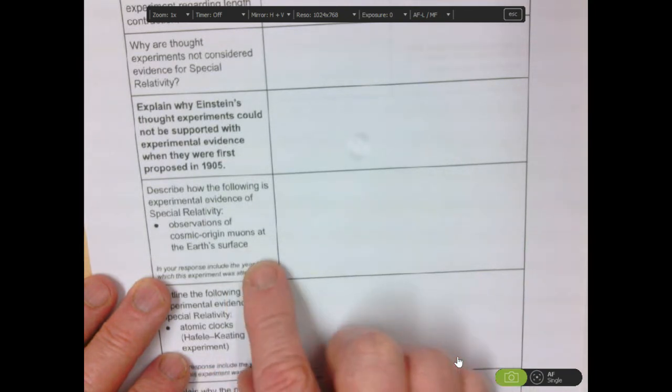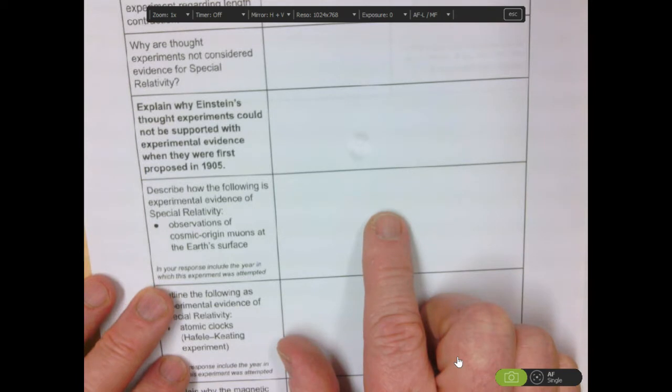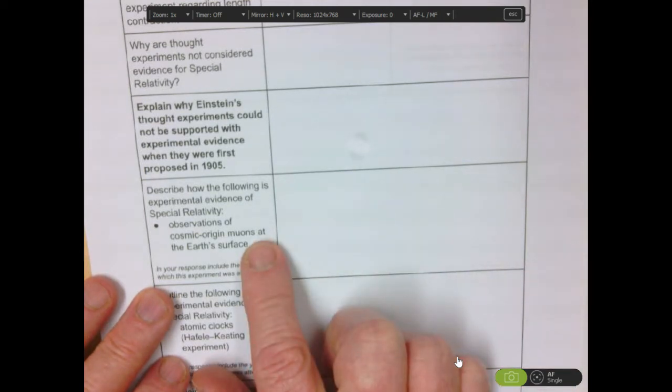The first bit of evidence that you're going to be using is the observations about the muons entering the Earth's atmosphere. We're able now to measure the decay rates of muons, and we know that muons which are traveling at fast velocities take longer to decay than muons that are stationary in the laboratory. So that is the first part of the evidence. So you need to describe how this is evidence for special relativity.